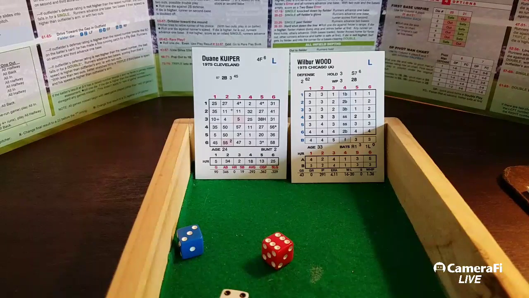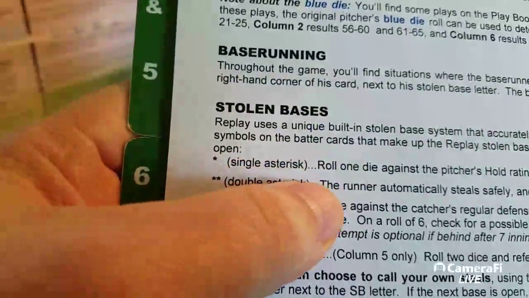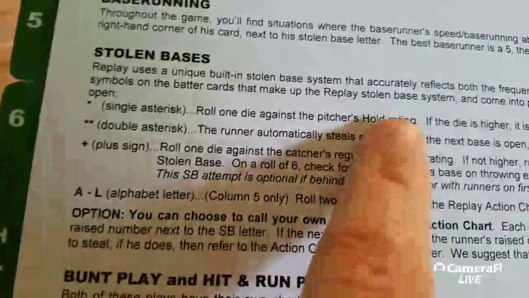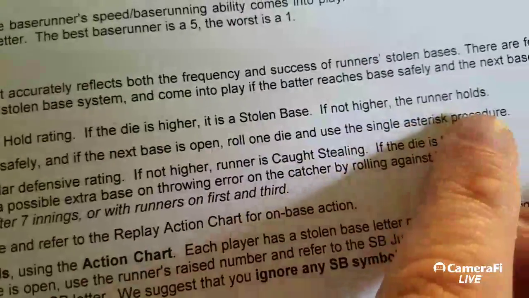Talks about base stealing. So it says here, let me get the book for you so you can see it for yourself. Assuming I can find the page. Here we go. All right. So as we can see, it says here a single asterisk. Roll 1 die against the pitcher's hold rating. If the die is higher, it's a stolen base. If not, the runner holds.